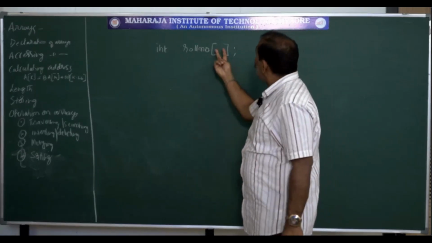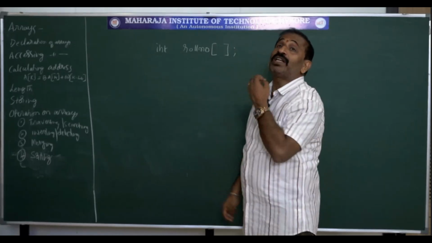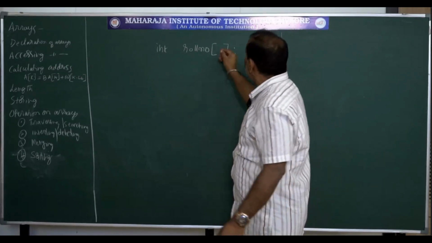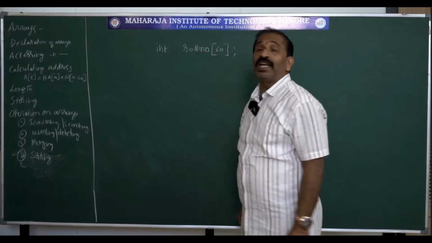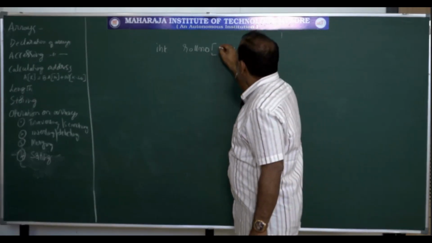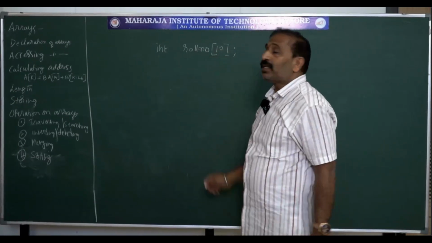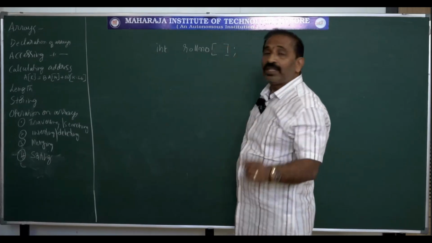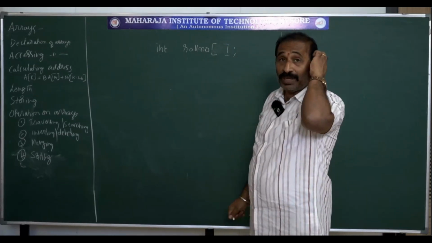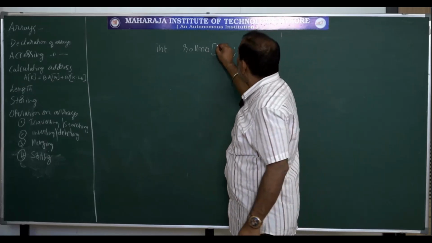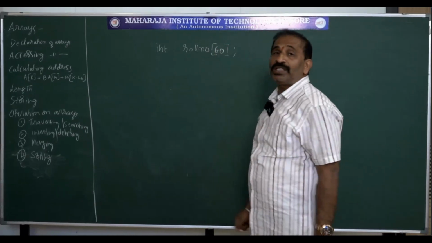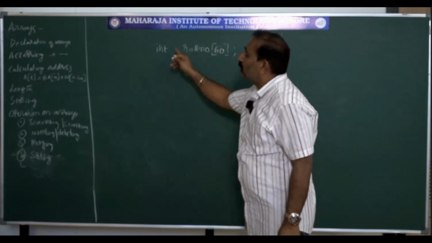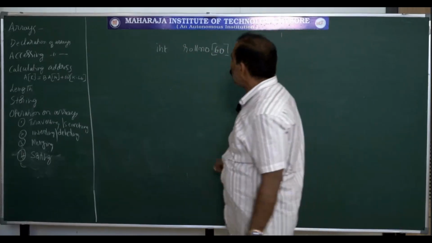And you have to mention how many elements you want to store. Would you like to store 60 roll numbers? Then write 60. Or would you like to store only 10 numbers? Write 10. That many numbers you have to mention, right? For example, I am storing 60 students' roll numbers, so I am doing it like this.